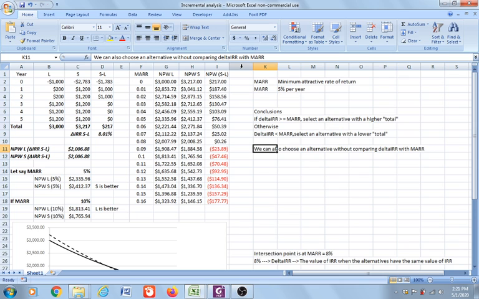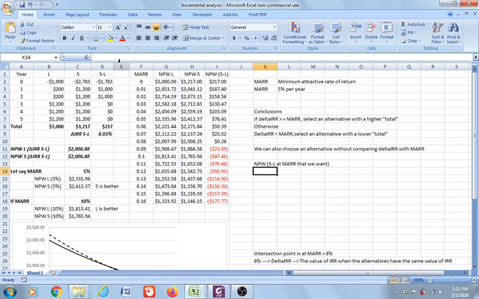So the thing that we can do is by using the net present worth, the NPW, of the difference between the alternatives. So in this example, it will be the difference between S minus L. So why S minus L? Because S has a higher total compared to L. So we calculate the NPW of S minus L at the MARR that we want.